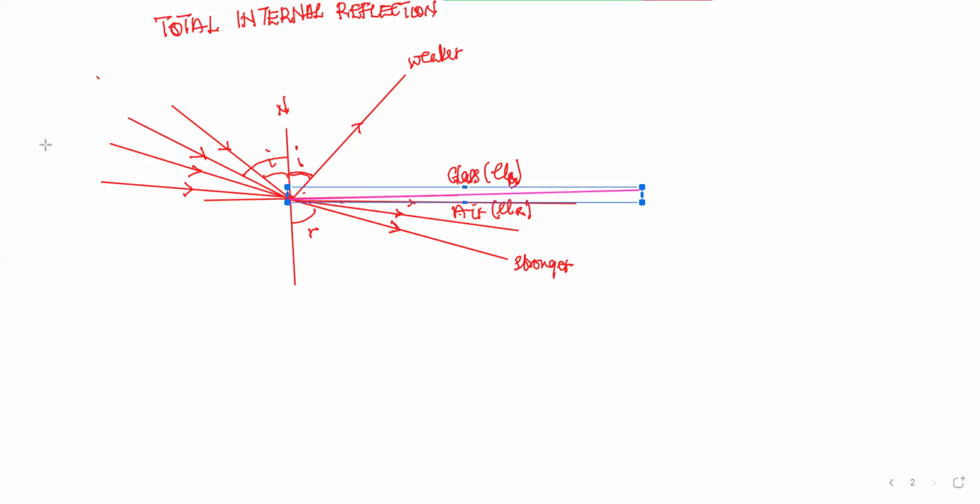So that is why I'm using the pink to indicate the refracted ray lying on the boundary as we get to that angle. And when this occurs, the whole angle of refraction this time is equal to 90 degrees.